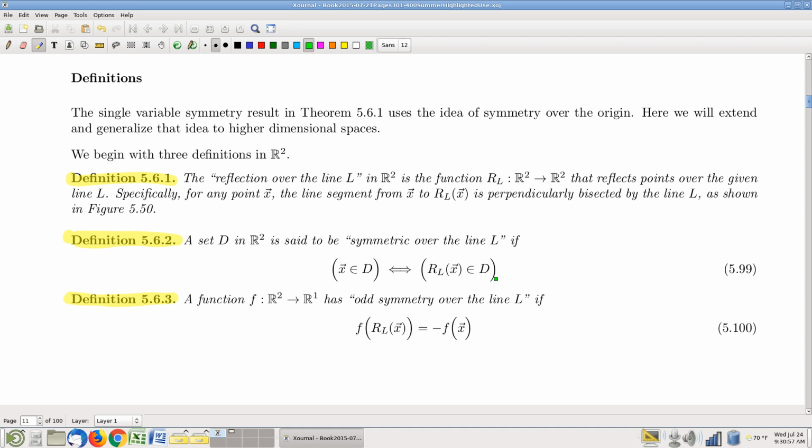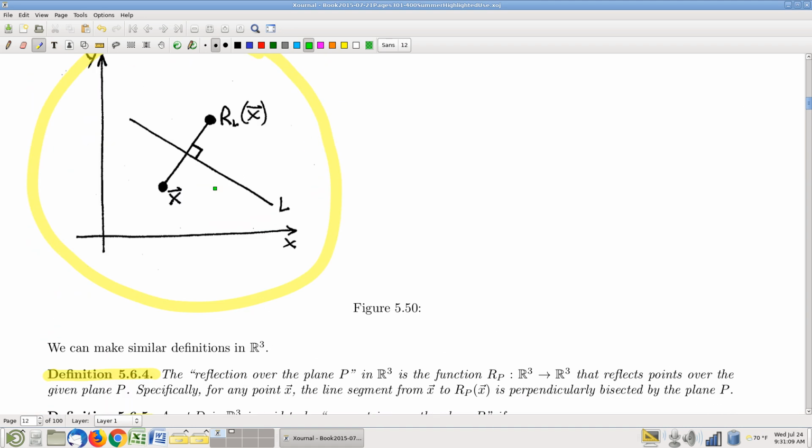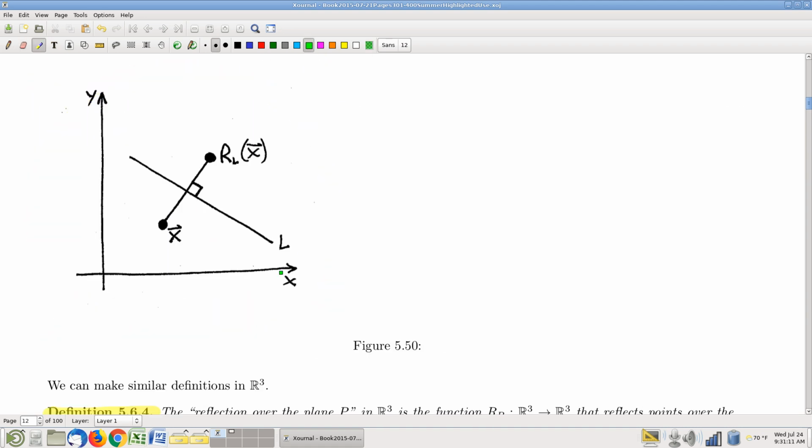So here they are. We're going to define in R2 first. First thing I have to do is talk about a reflection over a line. So it's exactly what you think it is. If you've got a line and you have a point here, then its reflection is where that point would see itself in the mirror if that green line were a mirror, right? Like I say, it's exactly what you think.